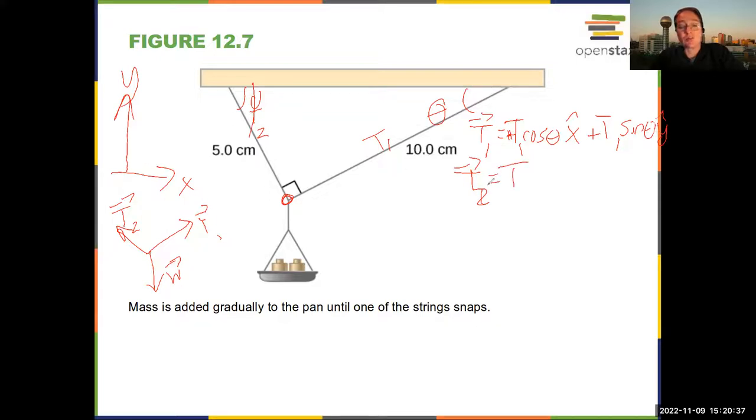And I do something similar for T2. T2 is equal to the magnitude of T2, now with a negative cosine phi x hat and a positive T2 sine phi y hat. You'll notice that I've been doing this for years. I still get tripped up on the subscript, so I'm correcting myself as I go.